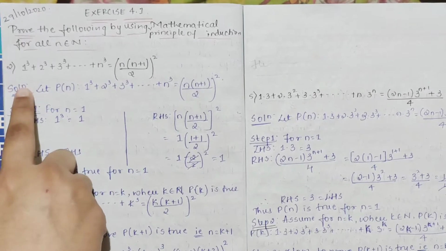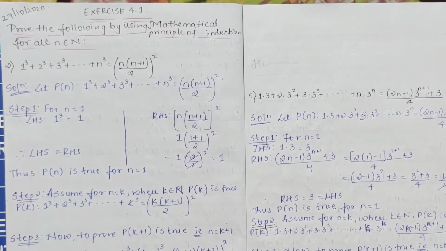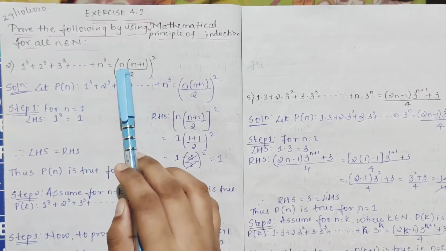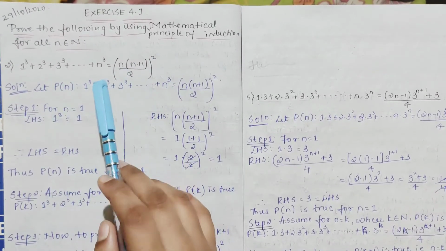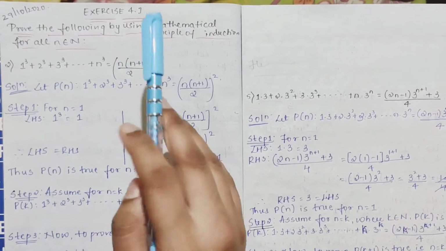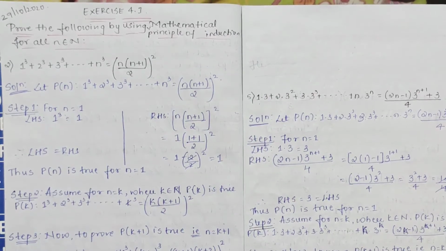The second question I have taken tells: 1 cube plus 2 cube plus 3 cube plus so on up to n cube is equal to n into n plus 1, the whole divided by 2, the whole square. So you should know what you have to do. You have to prove it, right? Your LHS should be equal to your RHS for all n belonging to natural numbers. So you have to make this statement true.